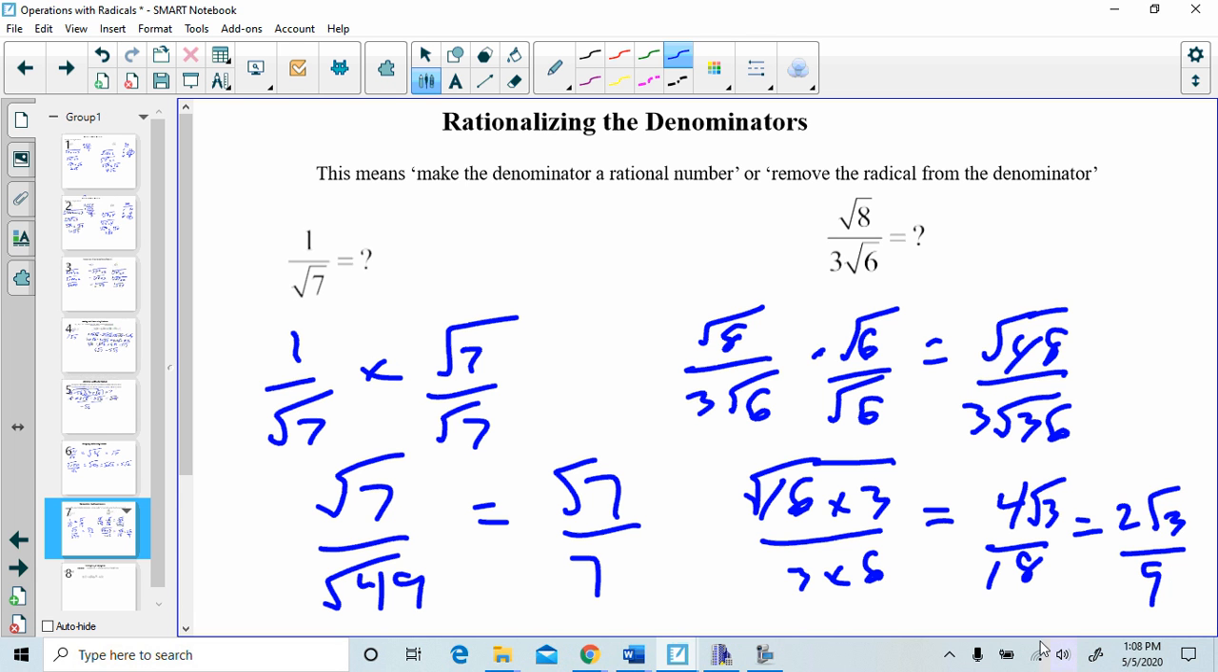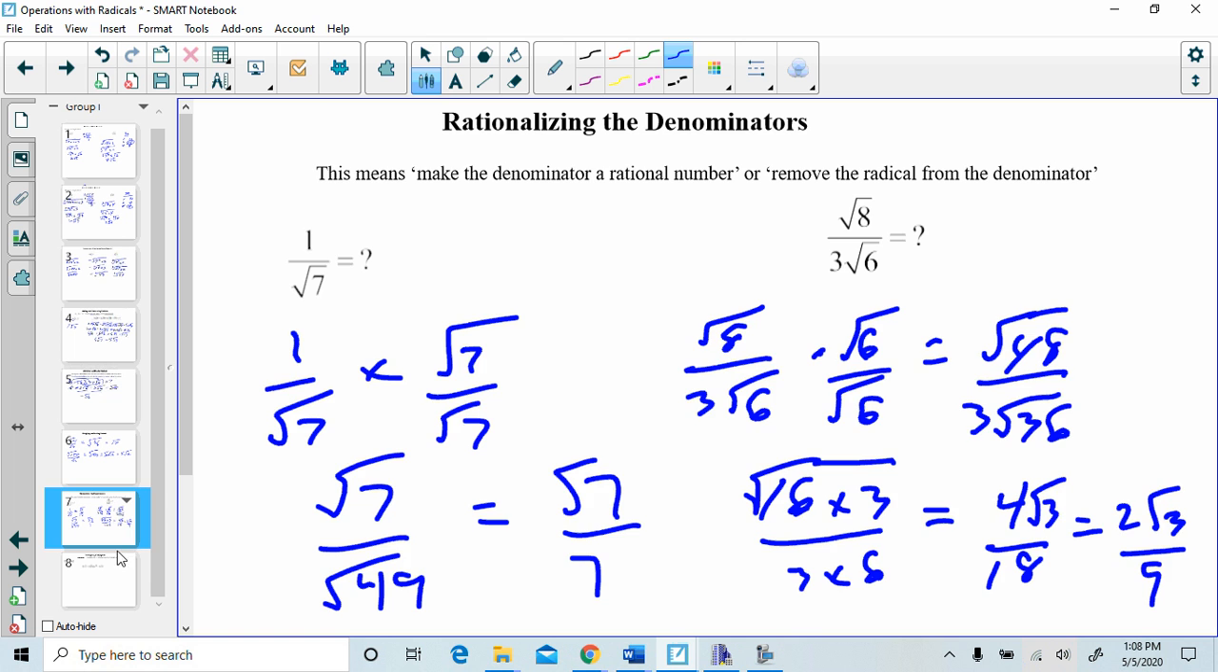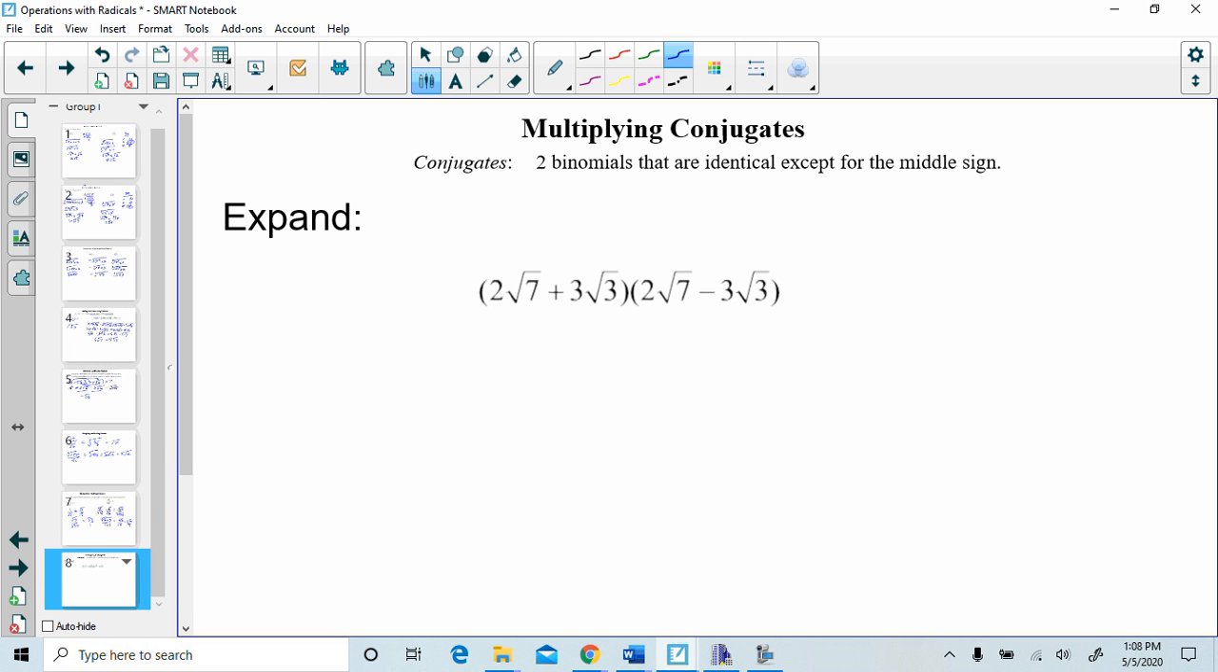Okay, from there, let's go for a little more. Conjugates. So when we're dealing with conjugates, just read the title at the top there. These are 2 binomials that are identical except for the middle sign. Okay, so we're just going to have a quick look at one of those examples here. So when we talk about the middle sign, we're talking about, here you see a plus, and here's a minus. Otherwise, they're exactly the same.